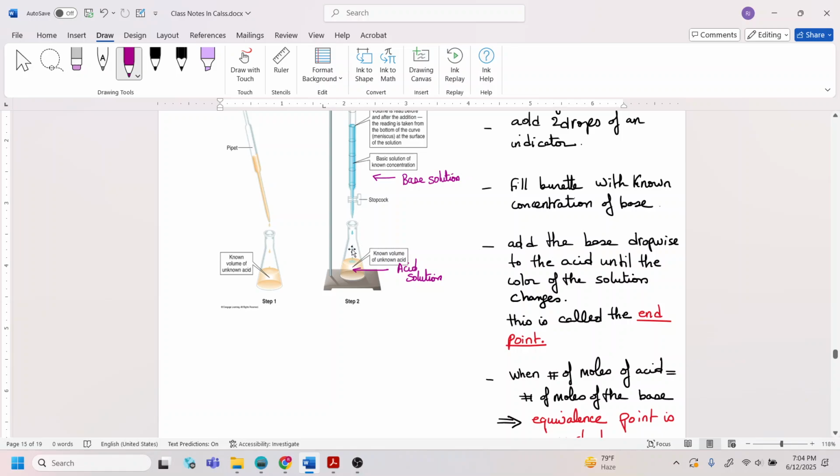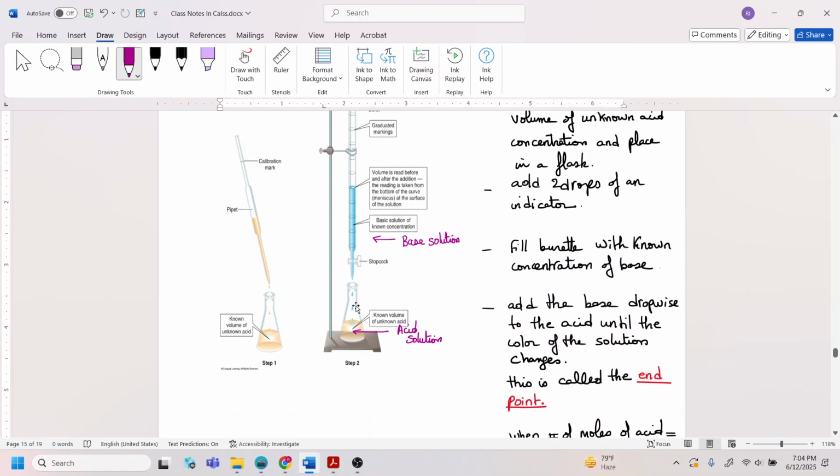Normally, the equivalence point is reached before the end point, because remember, the end point is reached when you add that extra drop of the base in there so that the solution will turn basic. So you would pass the point where moles of the acid equal the moles of the base.